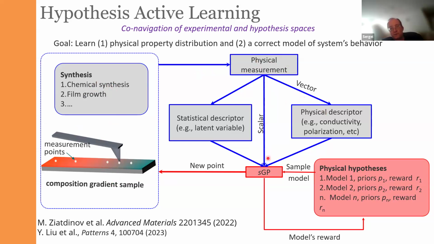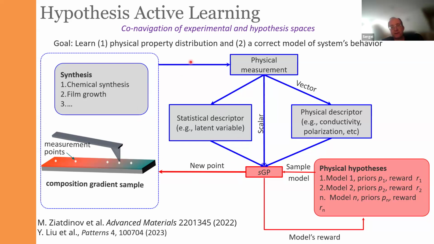Practically, we will always reduce it down to a certain scalar property. And then we are going to have the structured Gaussian process. What we want to get from the structured Gaussian process is to refine the physical model, so update the priors to posteriors, and also tell us where to run the next measurement.